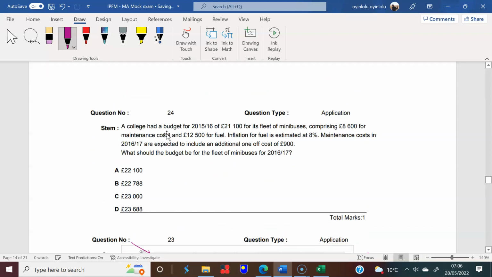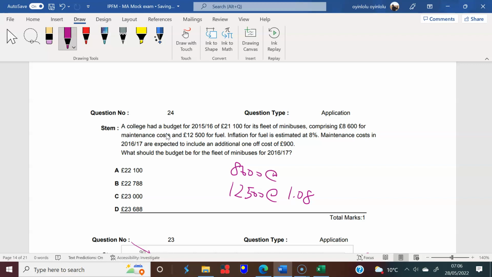Part D. So yeah, what we have here is some gentle budget analysis. It says that they have a budget of 1,000 made up of maintenance costs of 8,600 and 12,500 for fuel. So inflation is 8% for fuel, so multiply that by 1.08. That will take you to the new cost.